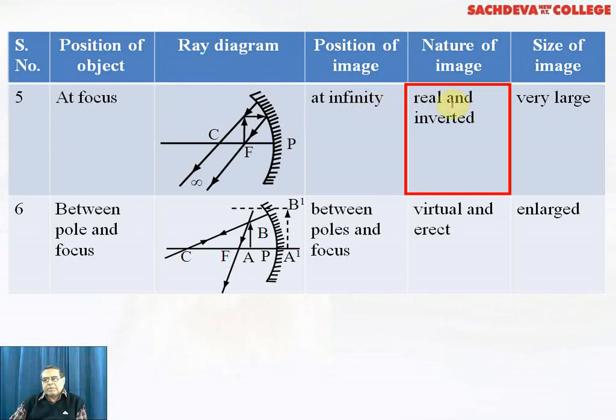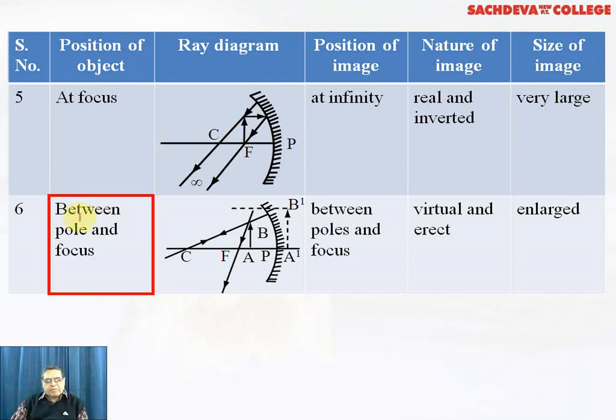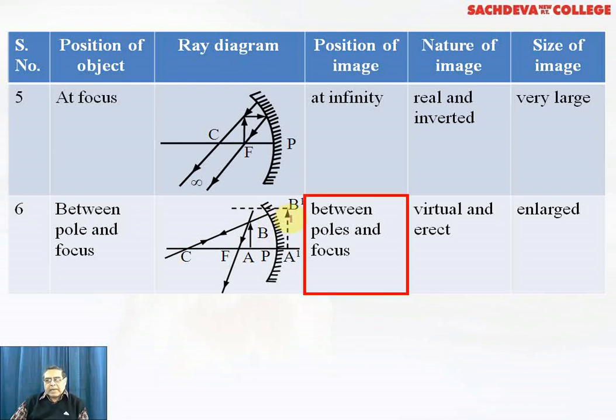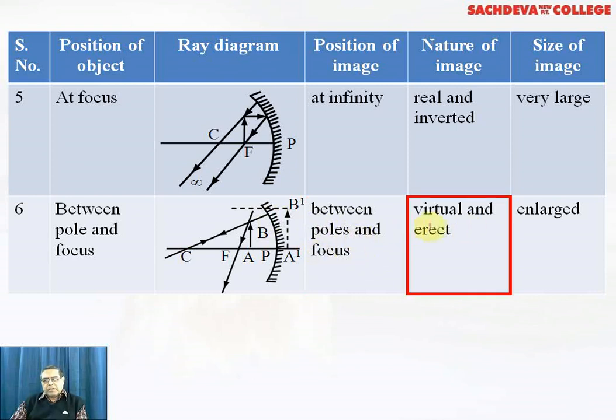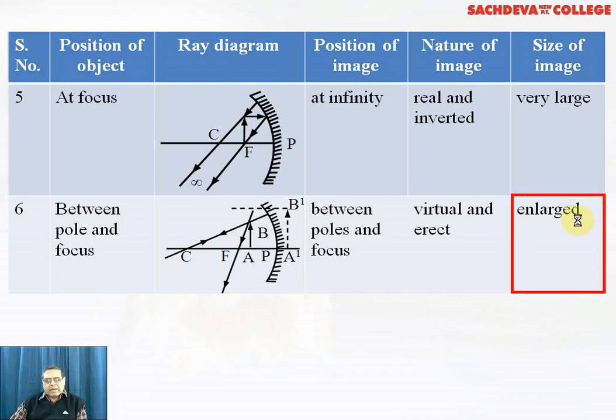Nature of image will be real and inverted, but it will be very large. Next, if the object is between the pole and the focus, then according to the ray diagram, we find that the image will be produced behind the mirror, and the nature of the image will be virtual and erect. The size of the image will be enlarged.